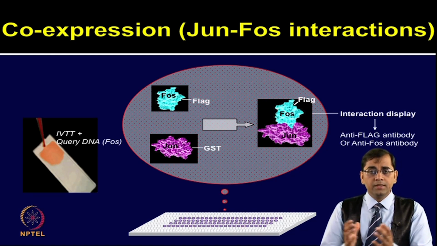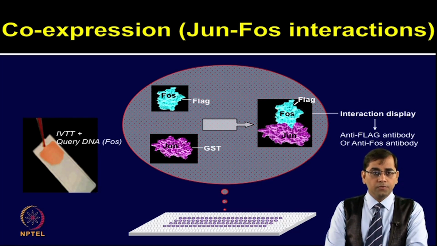When the protein interaction has to be performed, you can take the cDNA of the FOS protein, for example, and mix it in rabbit reticulocyte lysate along with other in vitro transcription translation machinery.